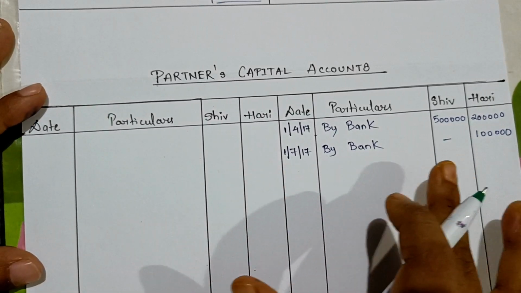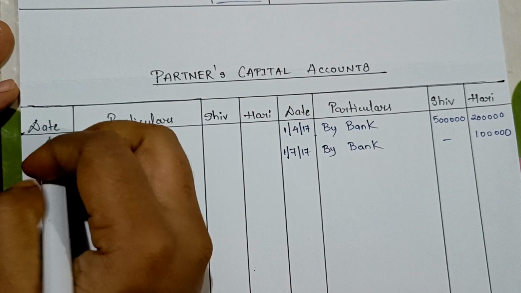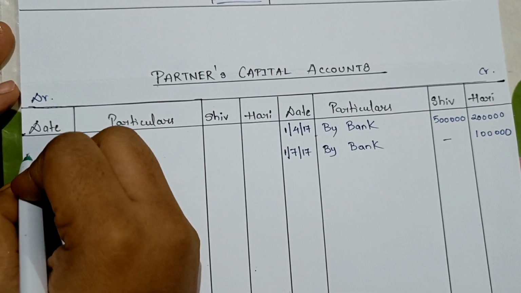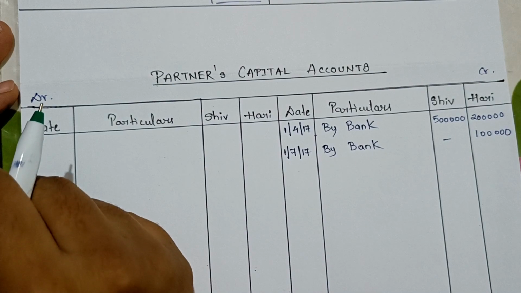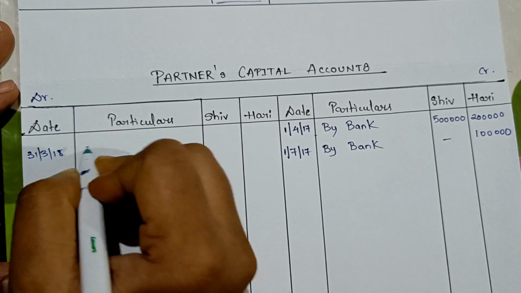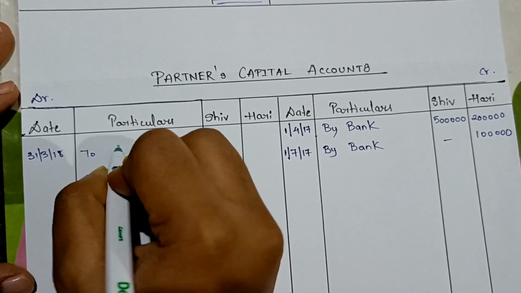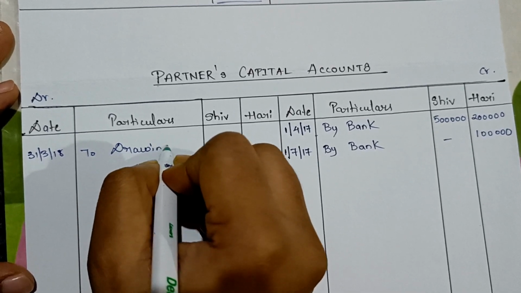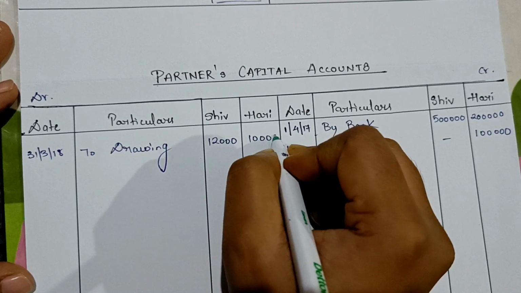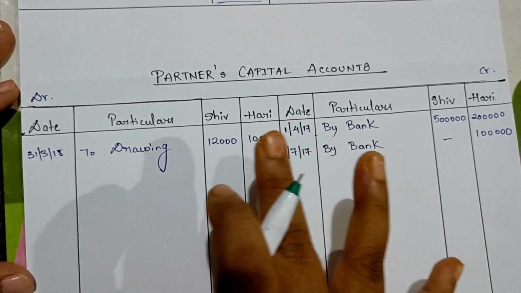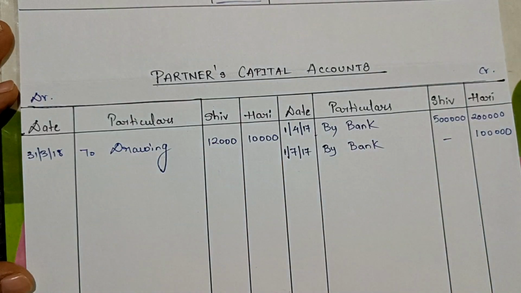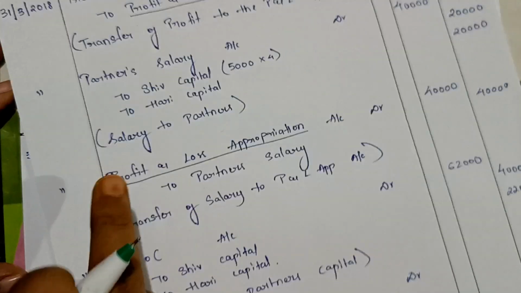Next, both have drawn some amount, so withdrawal will be on the debit side. Here the withdrawal date was not given, so we enter the amount on the date of 31st March 2018. Drawings: Shiv has drawn 12,000, Hari 10,000. So these are the entries which were given in the question. Now we will enter the entries from the journal entries.